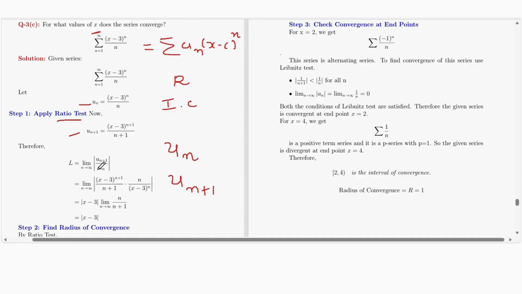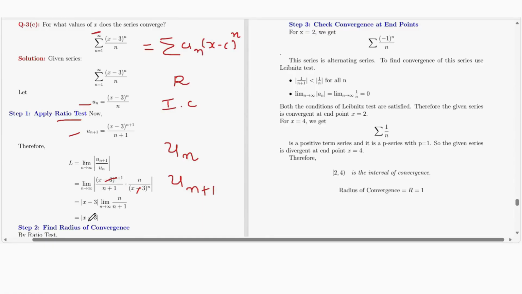Now put in u_(n+1): (x minus 3) raised to n plus 1 upon n plus 1, in the denominator u_n. After simplification, what do we get? n upon (x minus 3) raised to n. Now (x minus 3) raised to n and (x minus 3) raised to n cancel out. We have only (x minus 3) raised to power 1, and here n upon n plus 1.